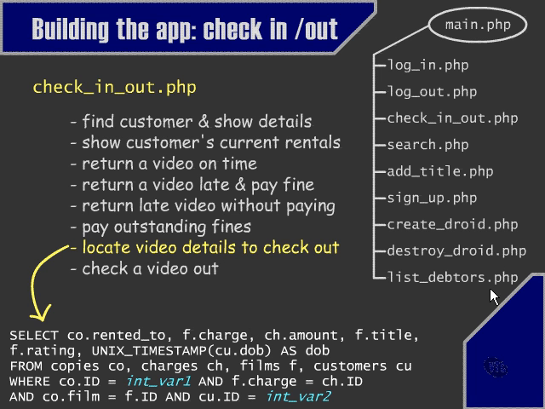Again, the criteria for the select query links the various tables and uses two integer variables to find the particular copy and the particular customer that's involved in the transaction.